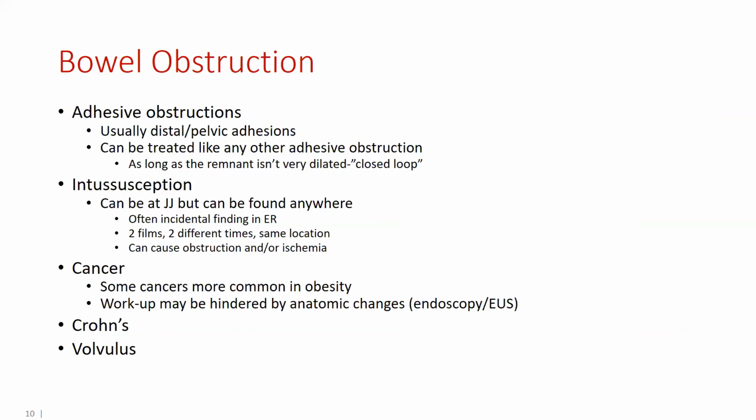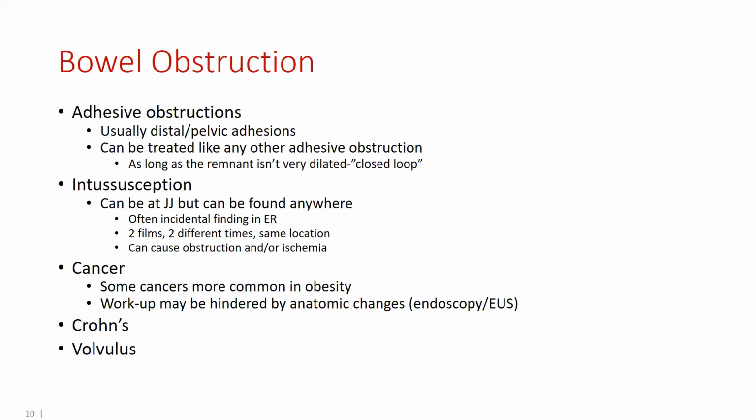Intussusception, we see this all the time on CT scans, usually it's incidental. In bariatrics, it can be seen at the JJ because it does get dilated over time, but can be found anywhere. I often won't rush those patients to the OR unless it's a complete obstruction, or it's pretty large, or there's evidence of ischemia. My typical approach would be two films at two different times showing it at the same location before I operate on them.